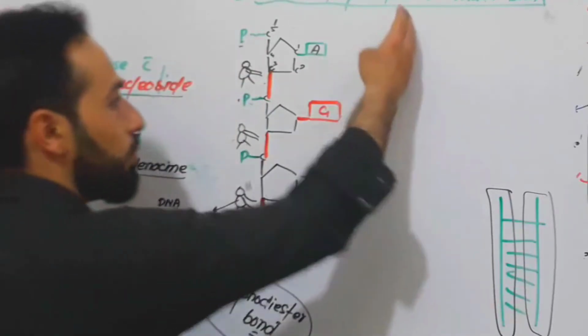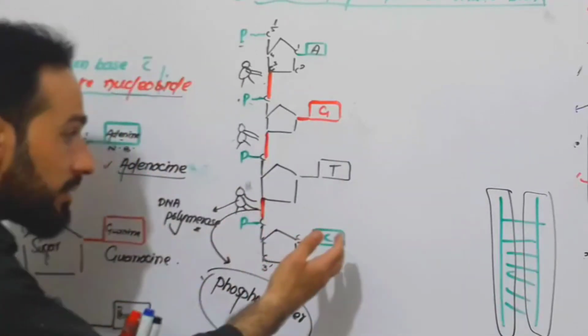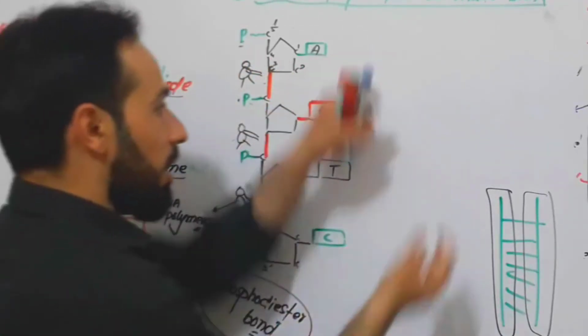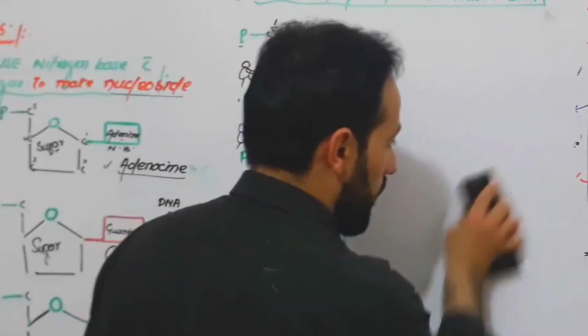Now what will we do here to make the other strand, right? The other strand of this DNA will be opposite, right? Why? Look carefully.